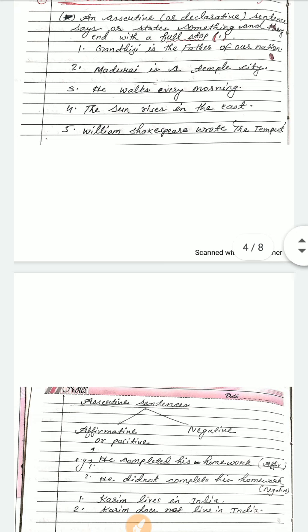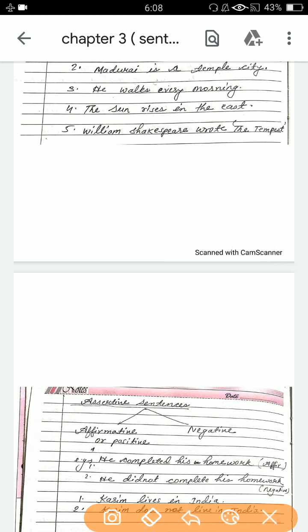Number four: The sun rises in the east. This is a very nice example. This group of words is an assertive sentence, because it gives universal information. That is a universal truth, that the sun rises in the east. It's giving a universal fact that the sun rises in the east.